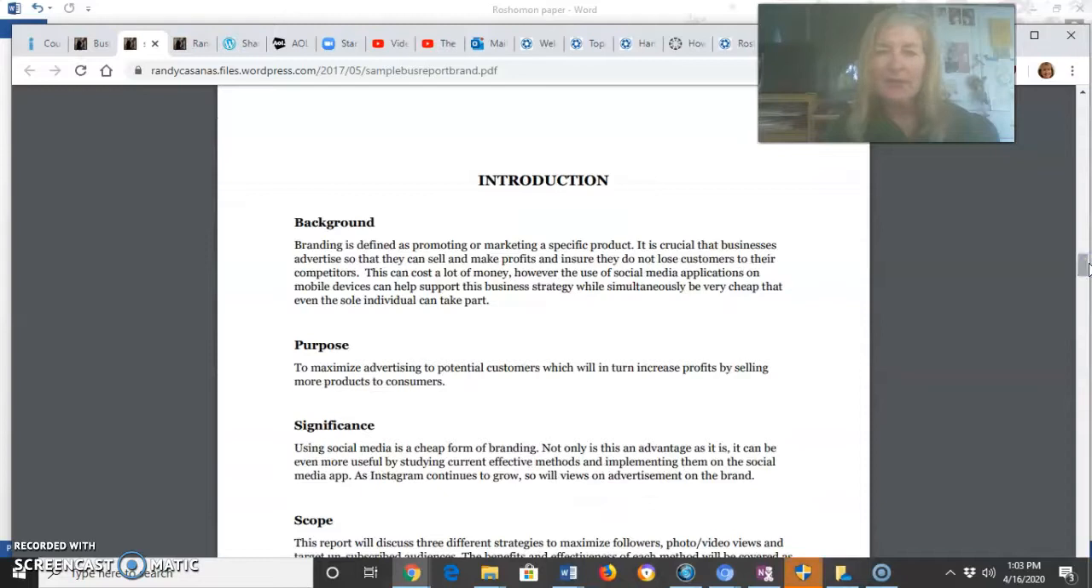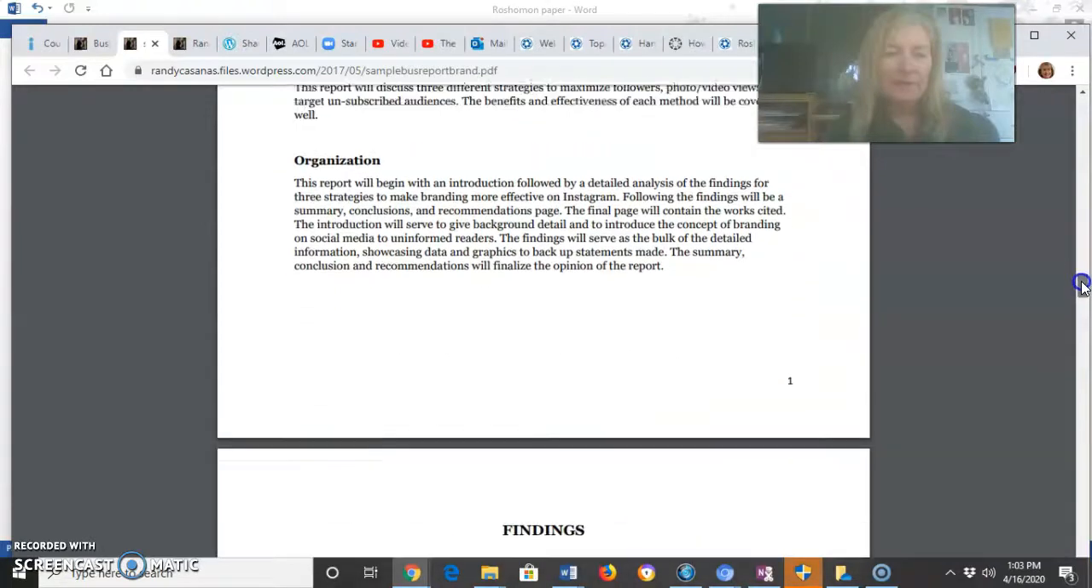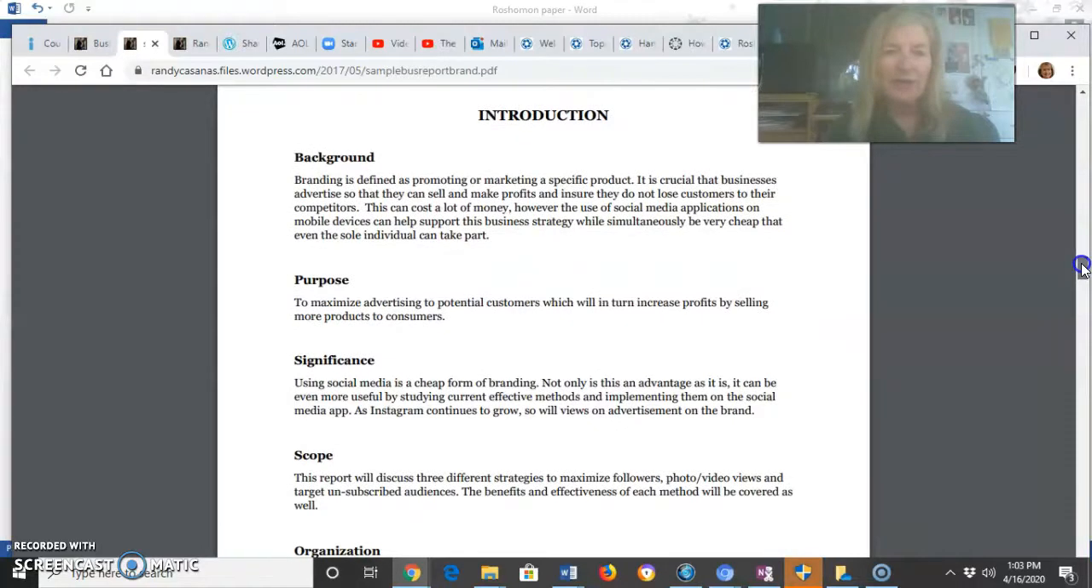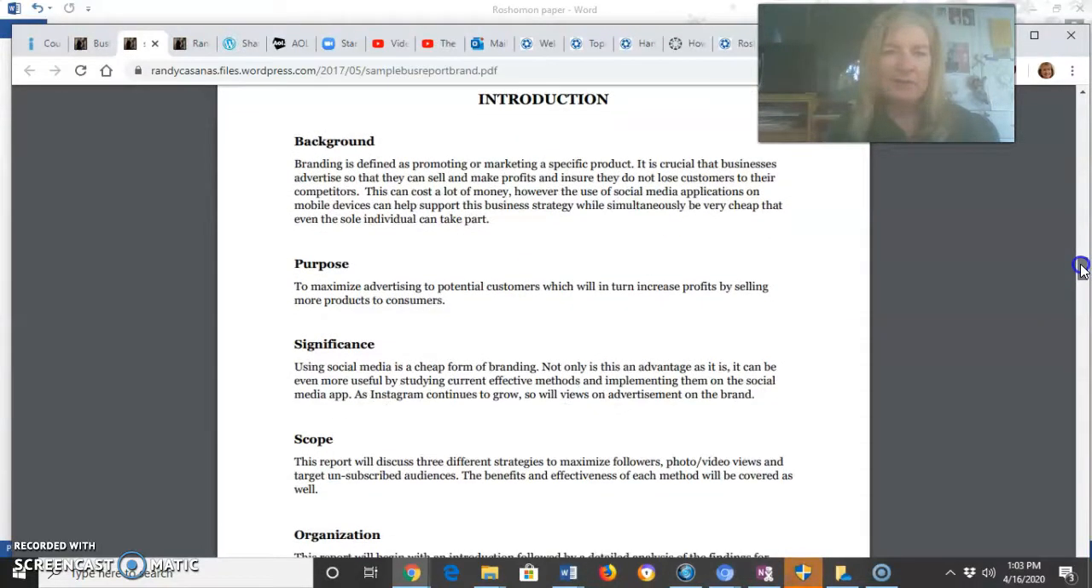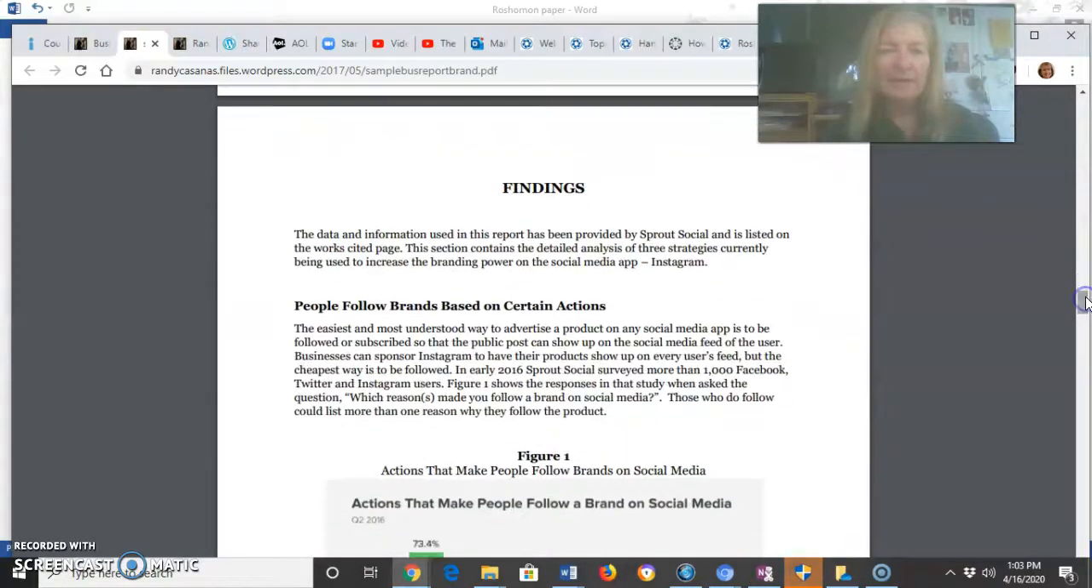Okay, after a page for the executive summary is the introduction. The introduction has several parts, all of which will need to be put in. And in this case, Randy was able to put his introduction and all the parts on 1 page, which you may do. I have allowed you 1.5 pages for that.